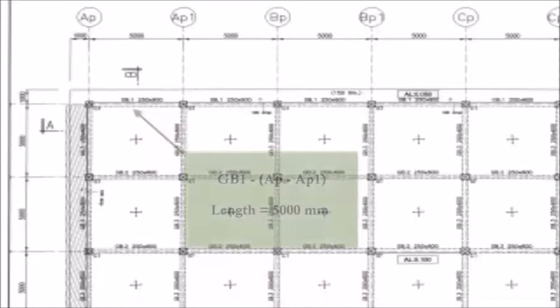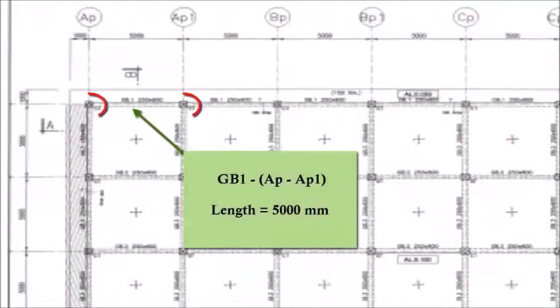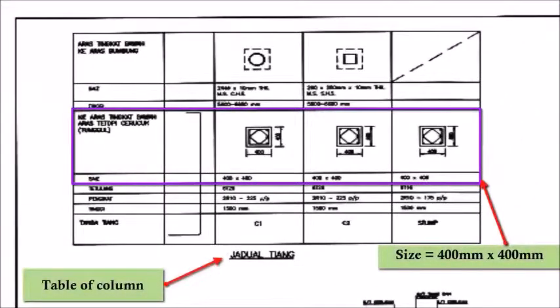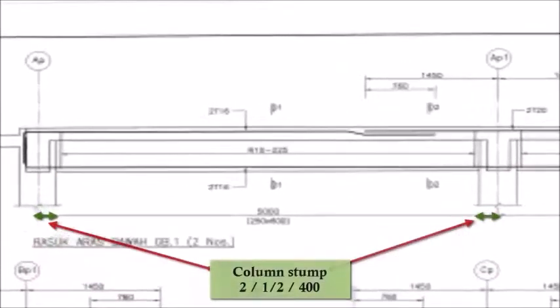The length is equal to 5,000 mm less 2 times the half of the column stump. How can we know the size of the column stump? The size of the column will be stated in the column detail plan. There will be a table of columns. From the table we obtain all the sizes of the column, where the size is 400 mm length and 400 mm width. To calculate the length of the ground beam excavation, we must always remember to look back at the ground beam detail plan. Here we must deduct 2 times half of the column stump to get the total length.